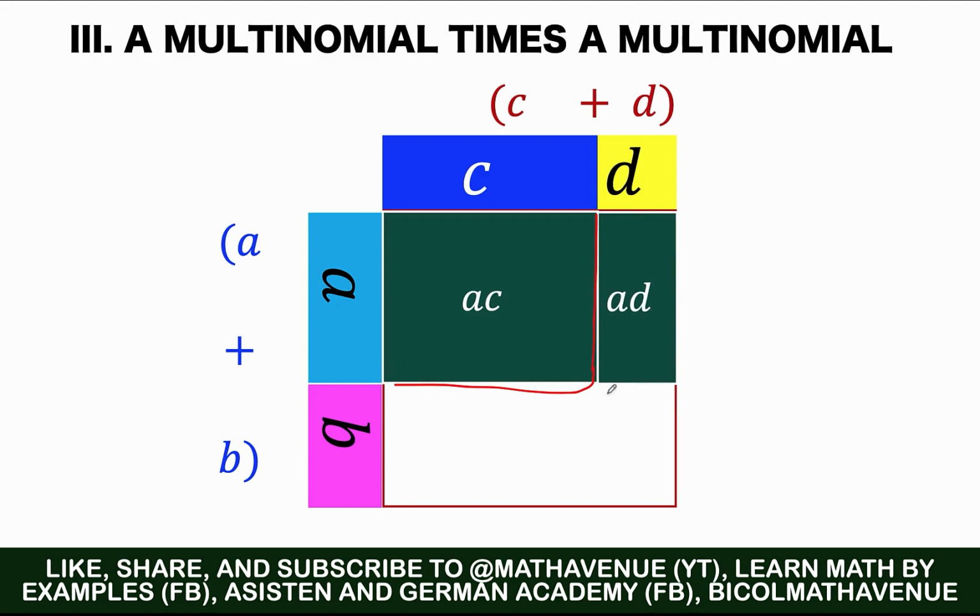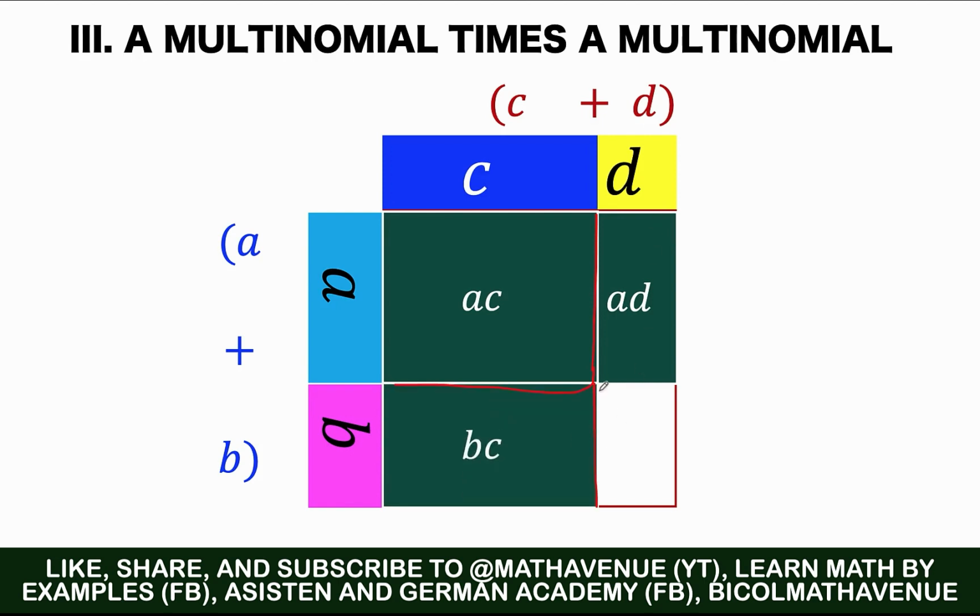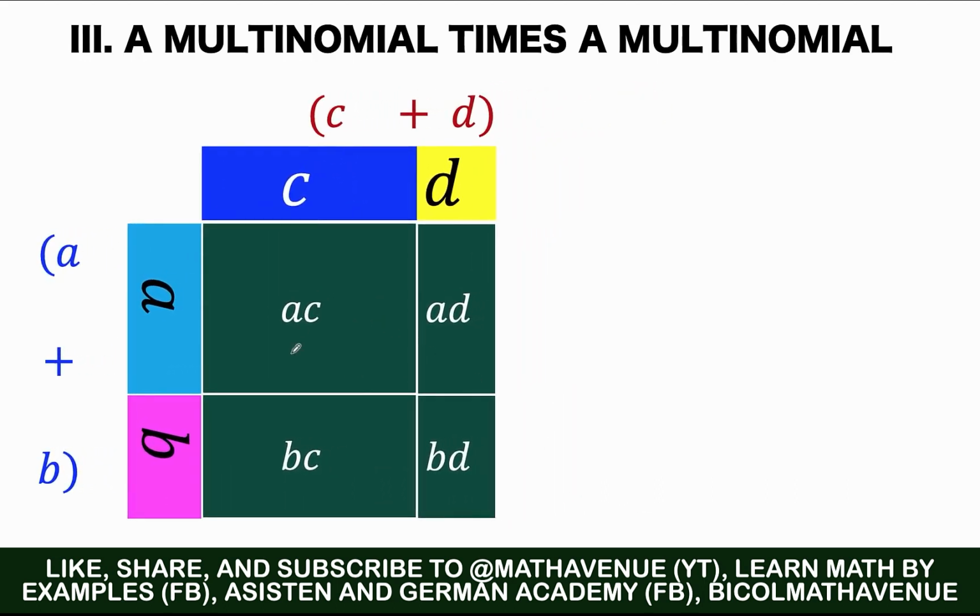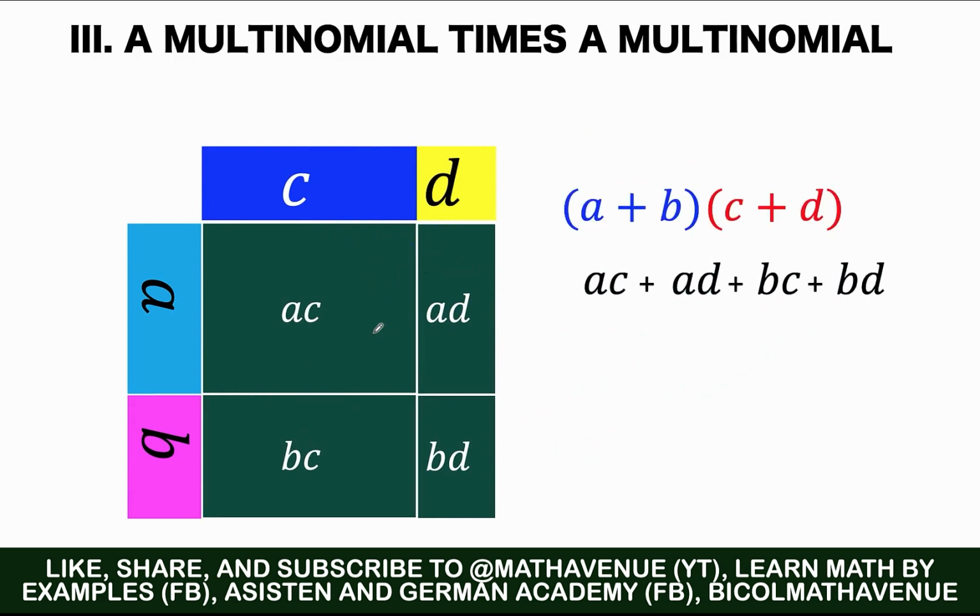This is B, and this is C. So this area here would be BC. And the remaining part would be, this is D, this is B, that is BD. So, the product therefore would be these 4 rectangles, and that is AC plus AD plus BC plus BD. If there are terms that we can combine, then let's proceed to combine them. But in this case, there's nothing more that we can do here. They are unlike terms already. Now, if you're going to use the distributive property, A times C is this AC, then A times D would be this one, then B times C would be this BC, and B times D equals BD.